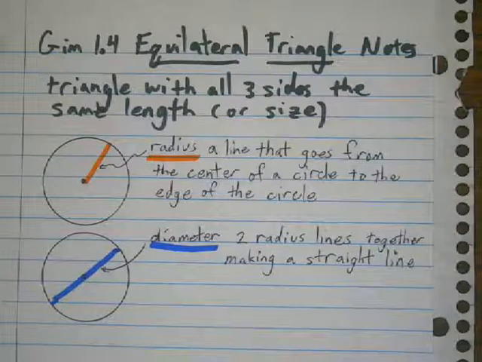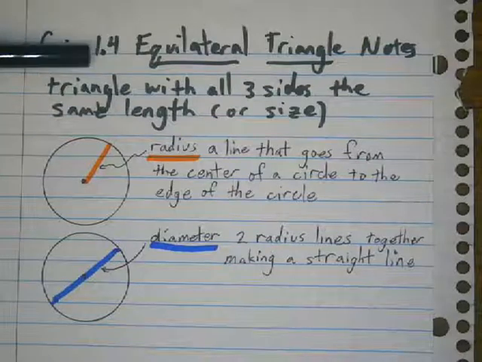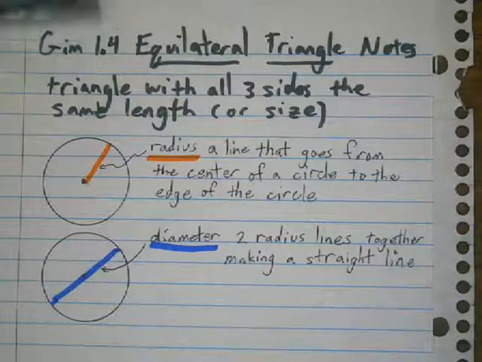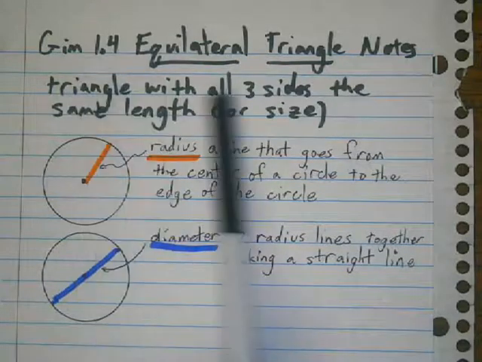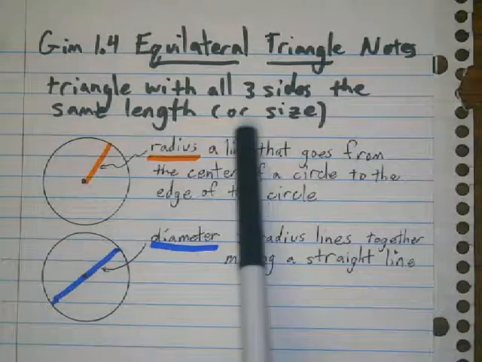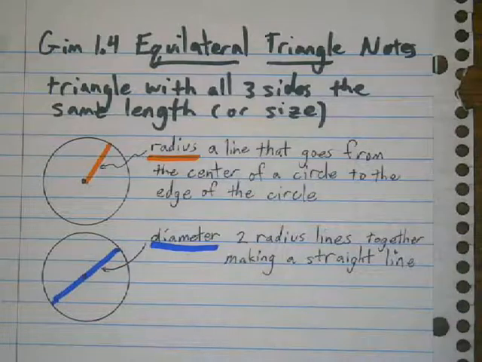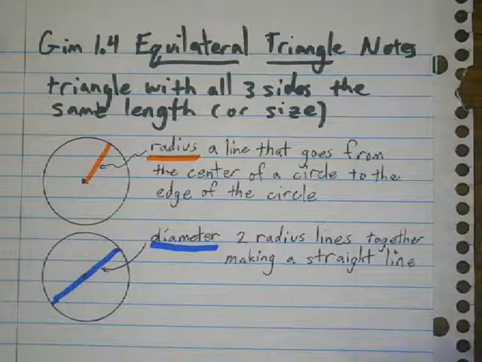All right, today we're going to do Unit 1, Lesson 4, Equilateral Triangle Notes. So a triangle with three sides that are the same length makes it equilateral. Anything equilateral means the sides are the same length. So let's do two definitions I needed to mention before.